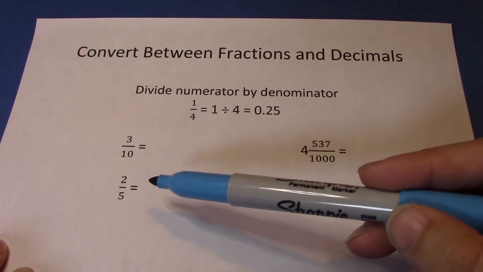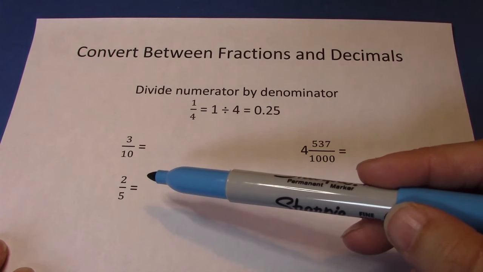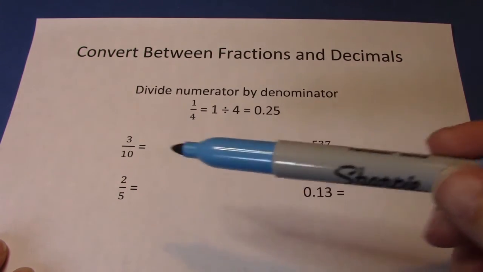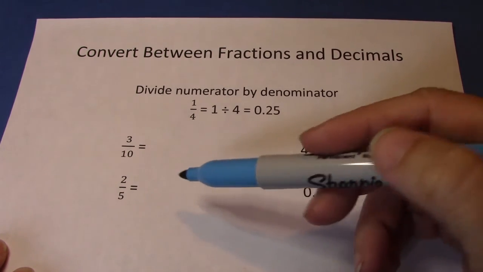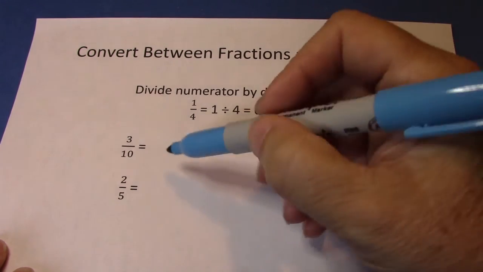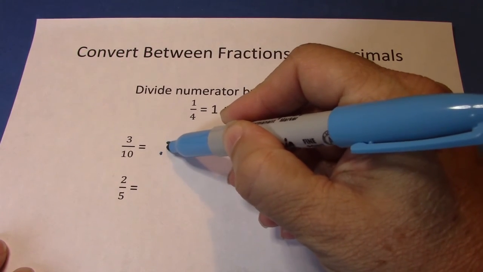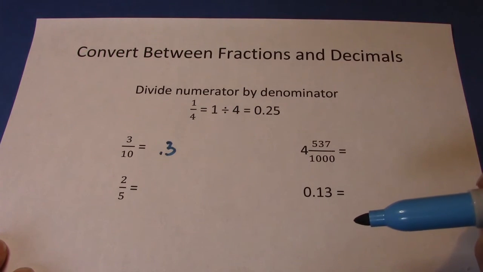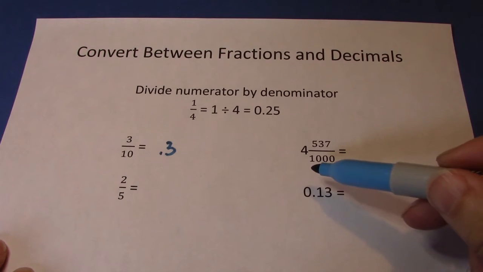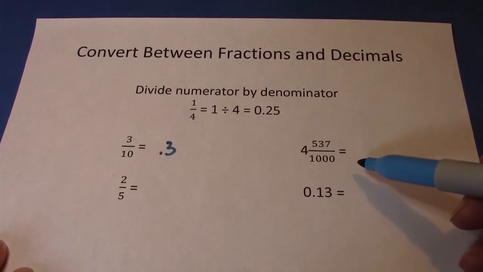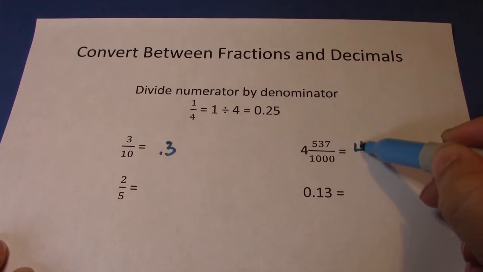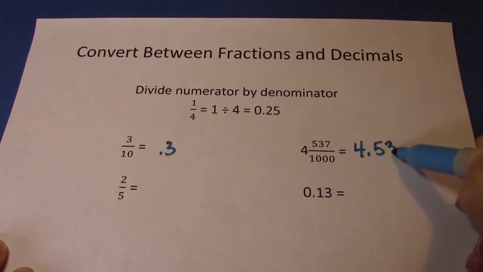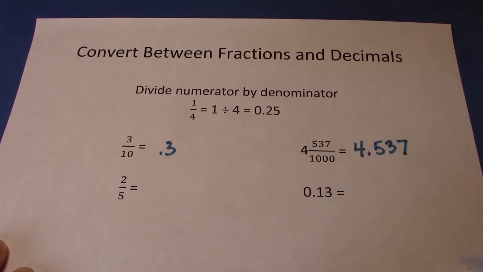A fraction which already has a denominator that's 10 or any power of 10 can be converted to a decimal format without really doing any division. For example, 3/10 is literally 3 tenths. And something like 4 and 537 thousandths is 4 and 537 thousandths.